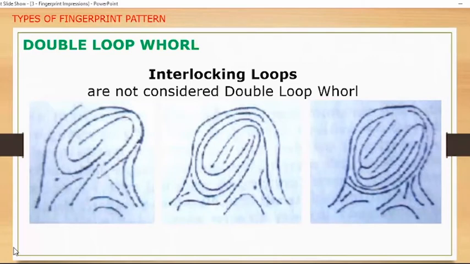Interlocking loop is not considered as double loop wall because they are interlocked with each other. Diba? Hindi siya pwedeng i-consider as double loop wall because that is not independent loop formation. They are interlocked with each other.